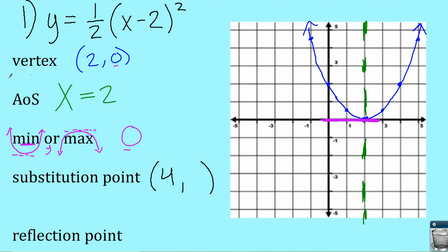I guess I should leave that green one I had up there earlier. All right, the substitution point. So I know the x value is 4. Over here on my graph, at 4, I had gotten the point 2. So you could have plugged that in with your t-chart. So 1/2 (4 minus 2) squared. So 1/2 times 2 squared, that's just 1/2 times 4.